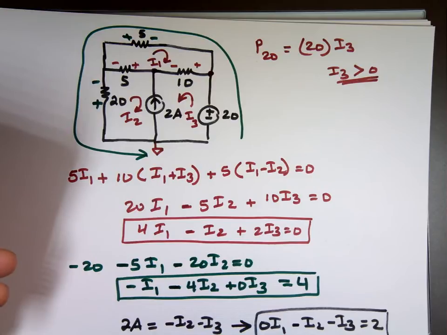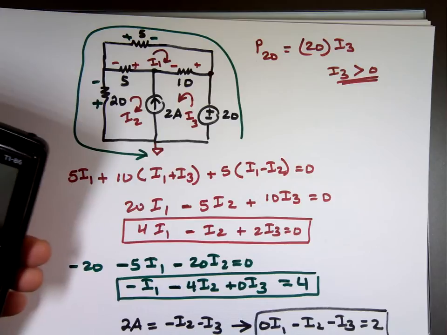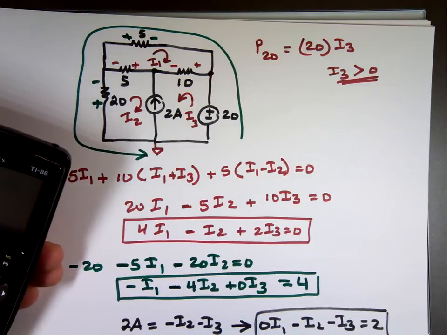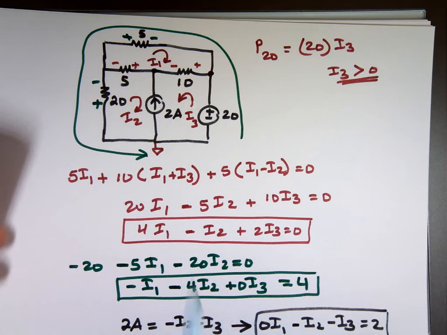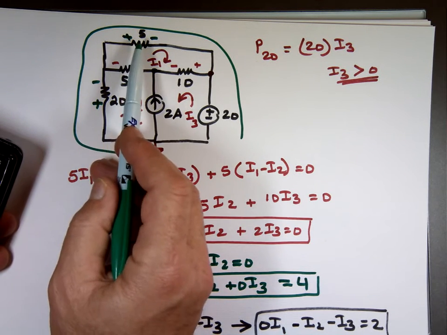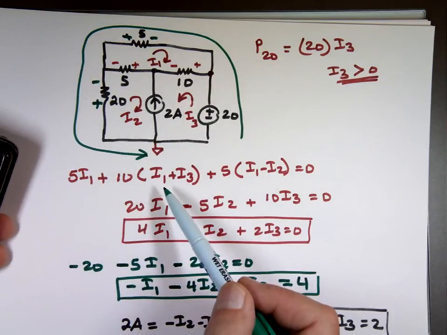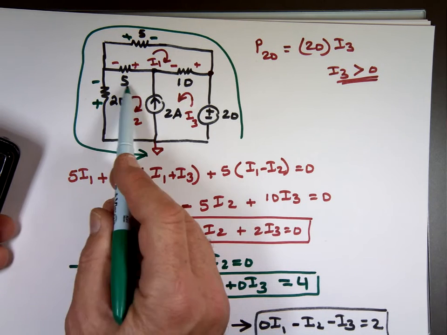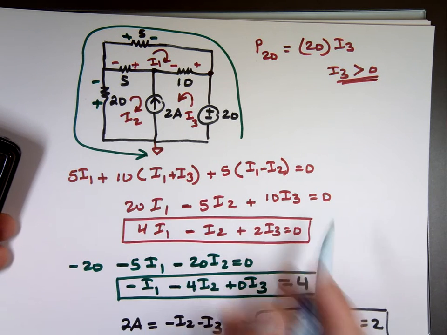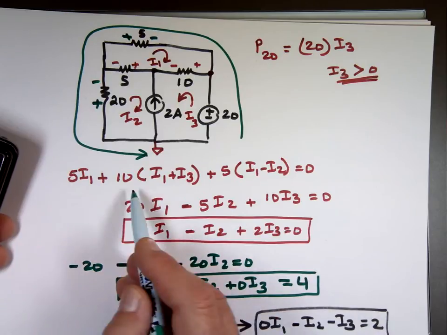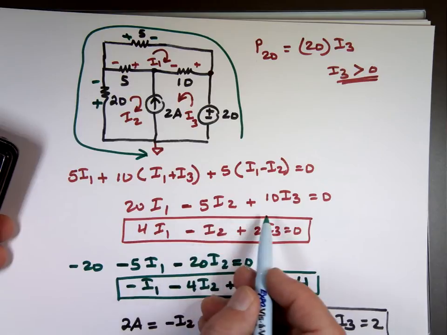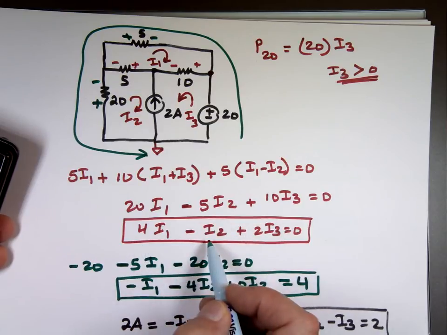I got I sub 3 to be negative 0.9. Should be positive if it's supplying power, unless I goofed here. 5 I sub 1, 10 I sub 1 plus I sub 3, 5 I sub 1 minus I sub 2 equals 0, 20 I sub 1, 4, 1, 2. Good, that's good.